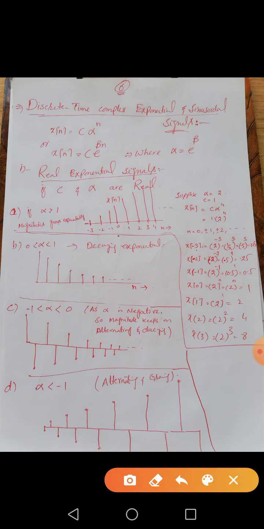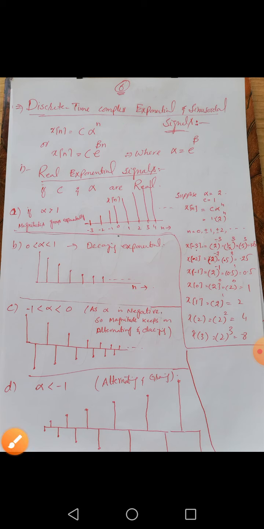So the general form of the discrete time complex exponential signal is x of n equal to c alpha power n, or x of n equal to c e power beta n, where alpha is equal to e power beta. So real first. The first type of the discrete time complex exponential signal is the real exponential signal. Real exponential signals are those where c and alpha are both real. Based on the values of c and alpha, the signal will exhibit different properties.